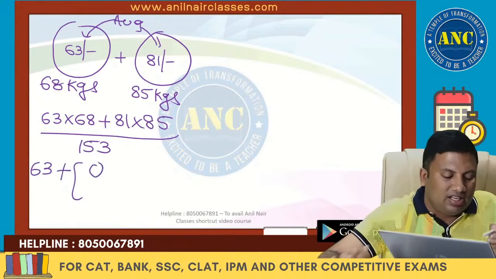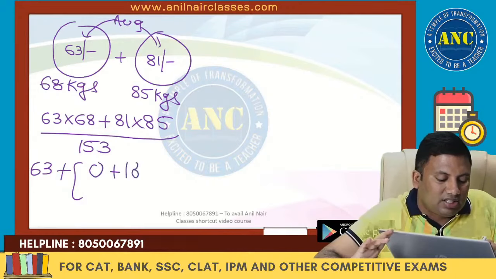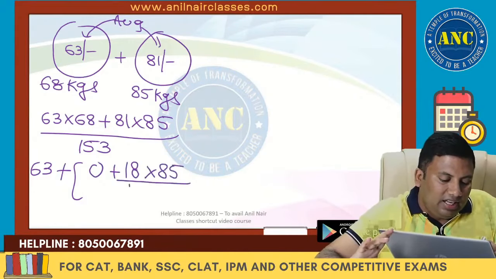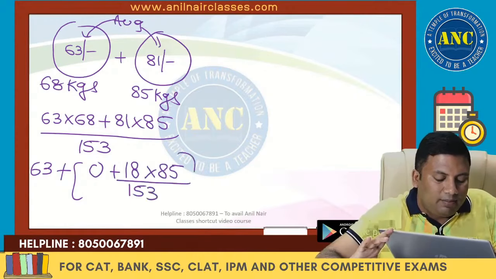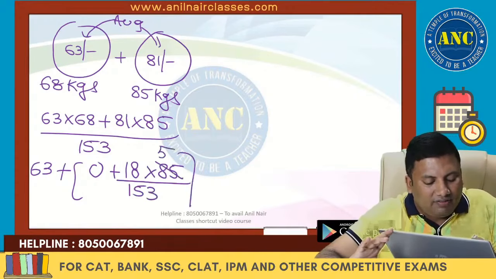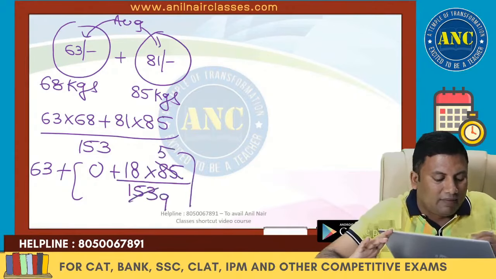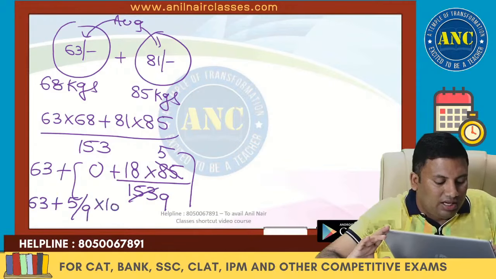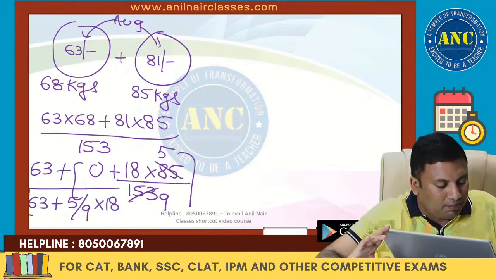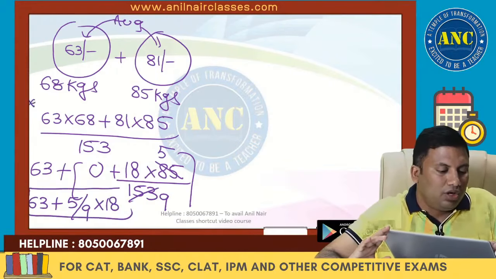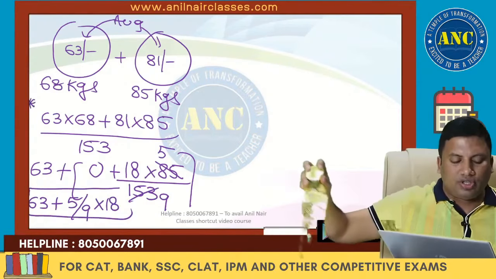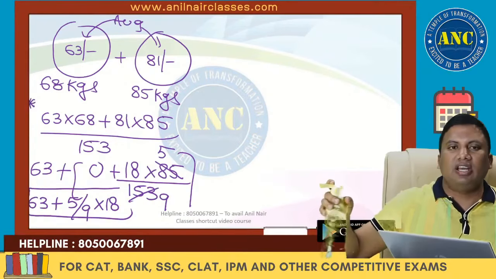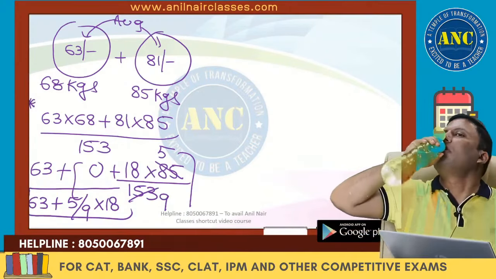63 plus, at 63 deviation is 0. At 81, compared to 63, deviation is 18. 18 into 85 divided by 153. 17 5s are 85, 17 9s are 153. I hope it is clear. So the final step which we got is 5 by 9 into 80. For me this step is important, to avoid this step. For me, for any question, this is the fastest, easiest and the best method.